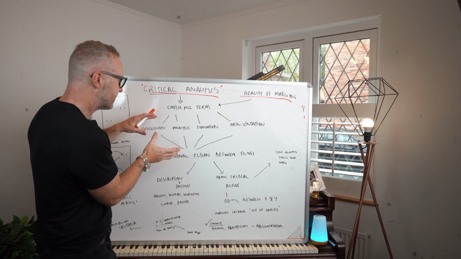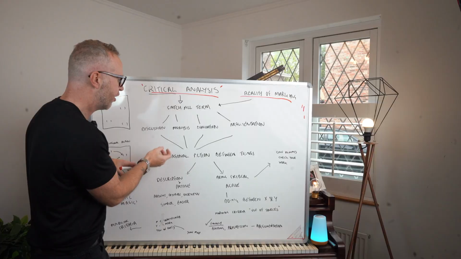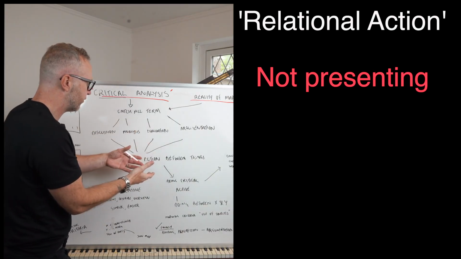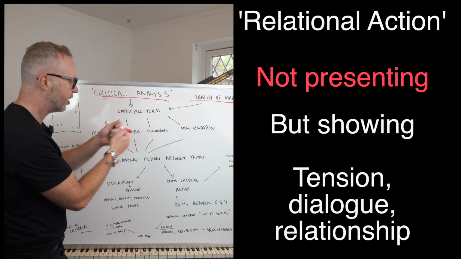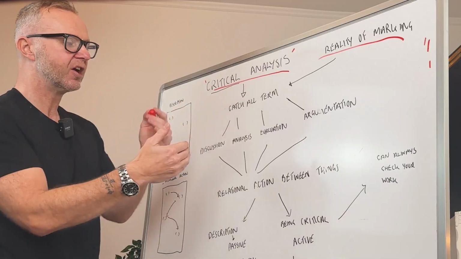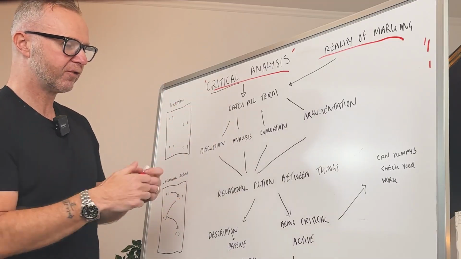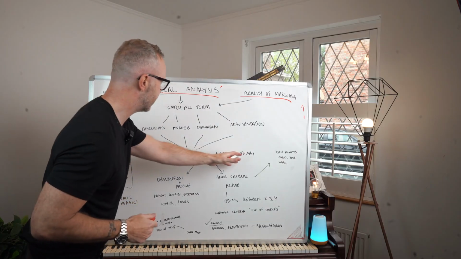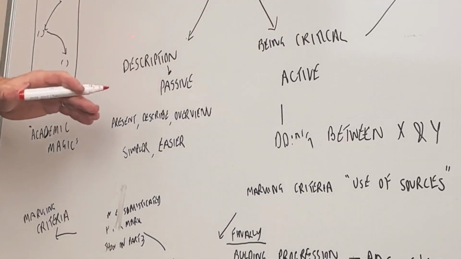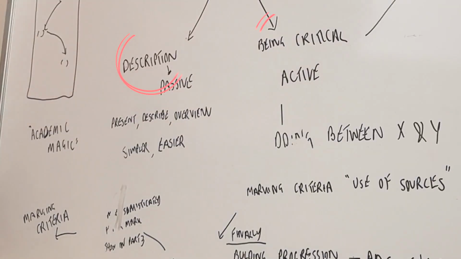And therefore what we're looking for is a term that I have, relational action between things. You're not just presenting something, but you're showing some tension, some dialogue, some relationship between two different theories, two different sources, or two reference points. Now let's further try and understand this relational action. We've drawn a distinction between description and being critical.